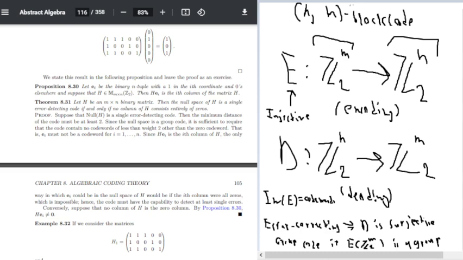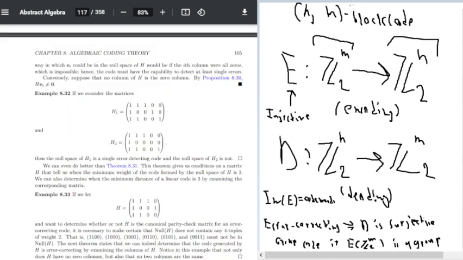Since H E_i is the ith column of H, the only way in which E_i could be in the null space of H would be if the ith column were all zeros, which is impossible. Hence, the code must have the capability to detect at least single errors. Conversely, suppose that no column of H is a 0 column. By Proposition 8.30, this proposition up here, oh god, internet, please speed up so I can scroll down. Conversely, suppose that no column of H is a 0 column. By Proposition 8.30, H E_i is not equal to 0.